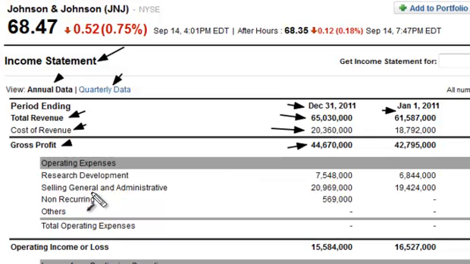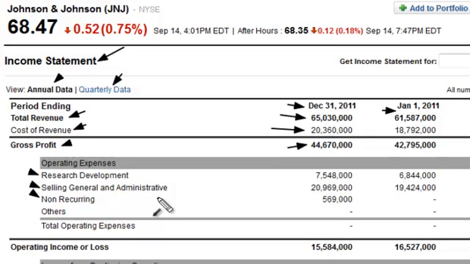Operating expenses start to get subtracted after gross profit is figured in. You figure gross profit, and you start subtracting the operating expenses, which would be items like research and development, selling, general, and administrative costs, or SG&A, and non-recurring items. Almost every company is going to have operating expenses, but they won't be directly tied to the production of the product or the service the company is generating.